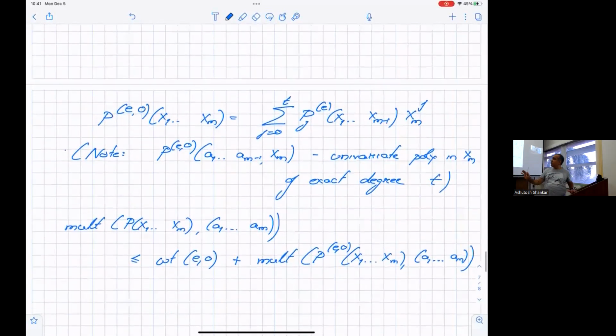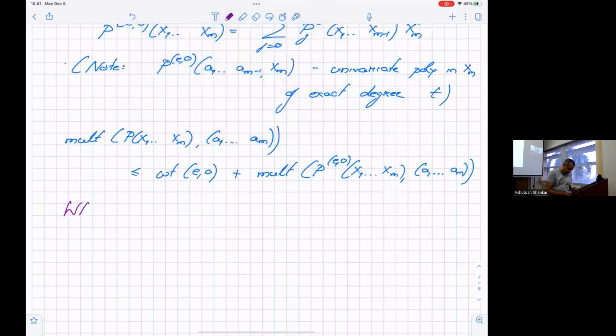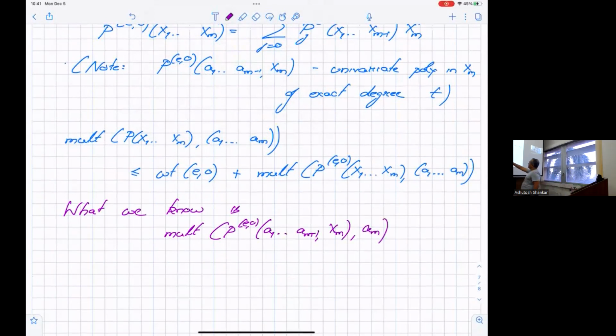We are now reducing to the derivative. Now let's look at this one. What I do now is, if I had plugged in a1 to a_(m-1), then I have a univariate polynomial in x_m. So if we had the following quantity: the multiplicity of P_E0, where I plug in a_(m-1) all the way up, in x_m at the point a_m. This is a univariate polynomial. We are querying at a_m. What is its multiplicity? This is at most t.